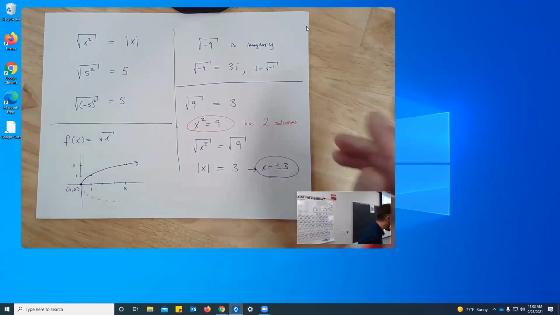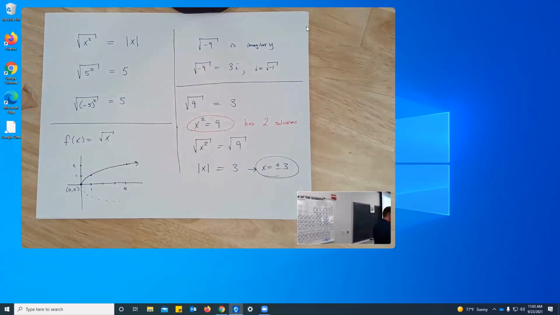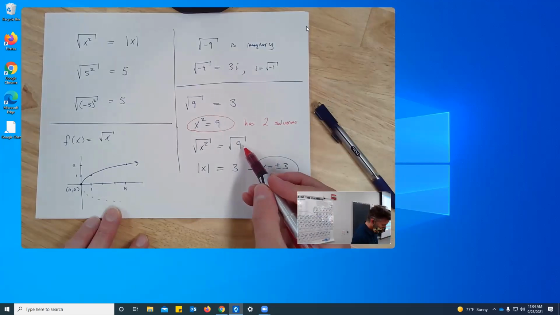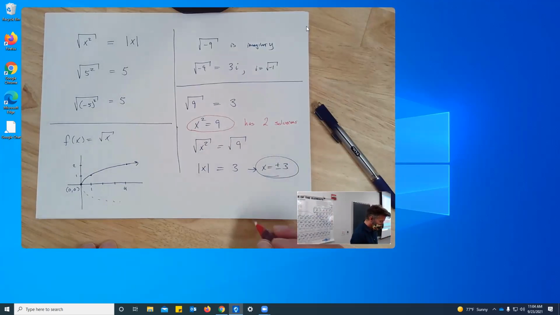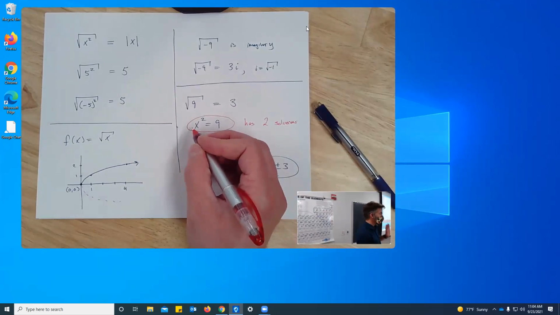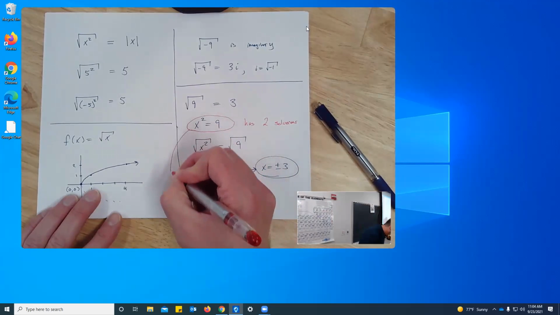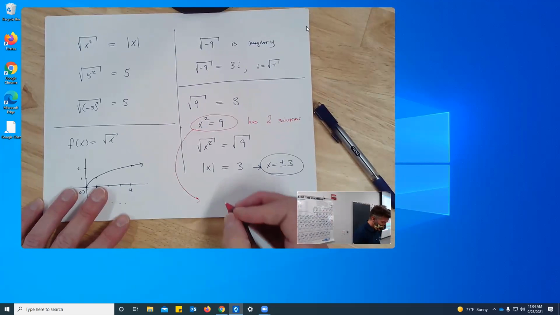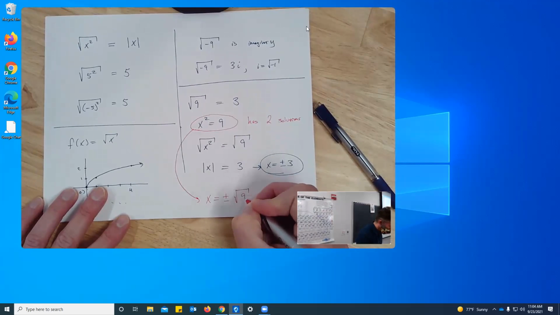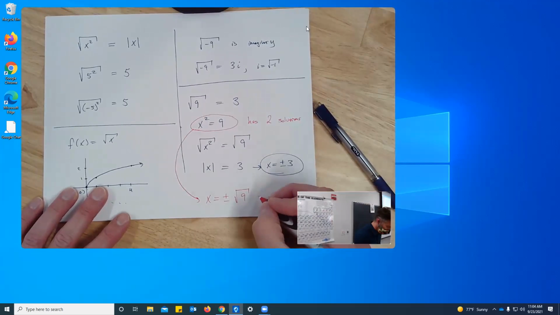And I think it's clear that x could be 3 because 3 squared is 9, and x could be -3 because (-3) squared is equal to 9. But when we're solving this equation by taking the square root of both sides, typically, most of you, myself included, would jump straight to saying x is equal to plus or minus. You might write the square root of 9, but you might just jump straight to x equal to plus or minus 3.